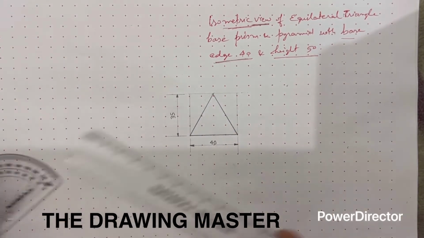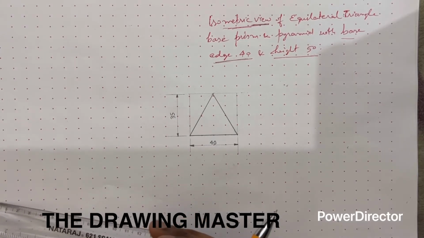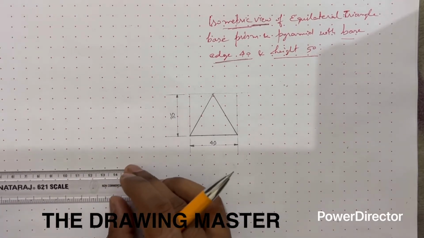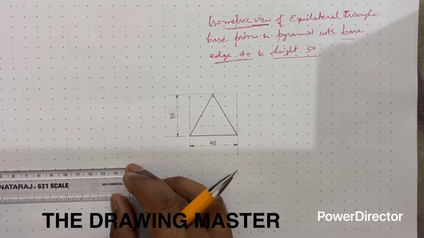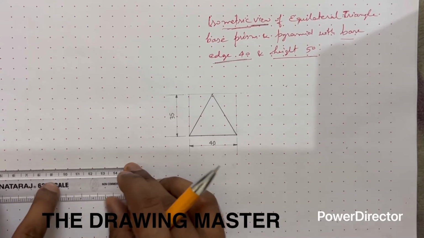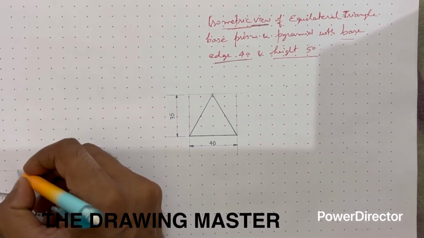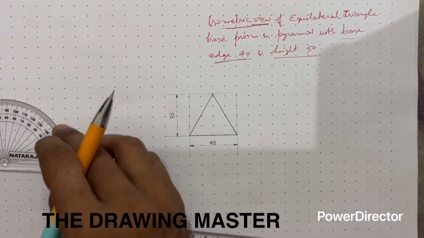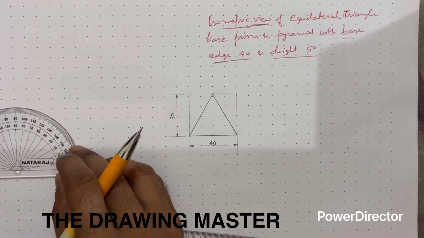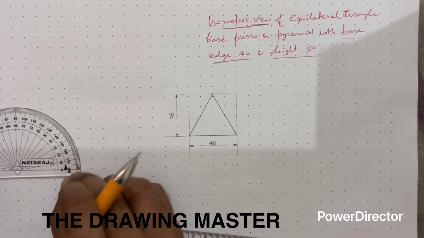So now let's convert this drawing into the isometric view. If you have any doubt about the difference between isometric view and isometric projection, one video has already been uploaded. The link is available in the description box. You can just refer to that video.